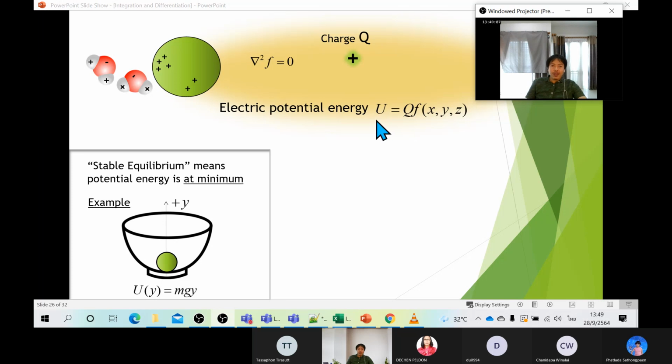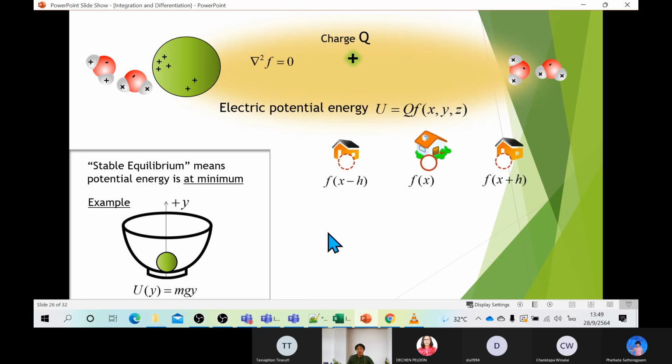Okay, so this is my formula for the energy of the electric system. Well, let's use the home and the neighborhood analogy. This is my home. The point I am talking about is right here. These are my neighbors on the right and on the left. Now if I want to solve this equation to get the f function, the potential at any point, I need to solve the Laplace equation.